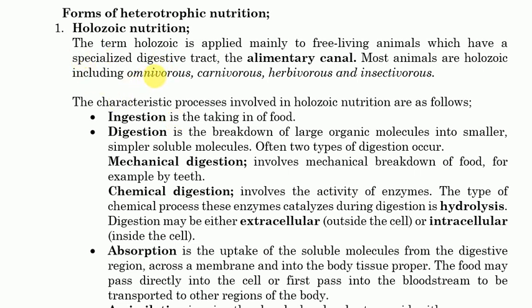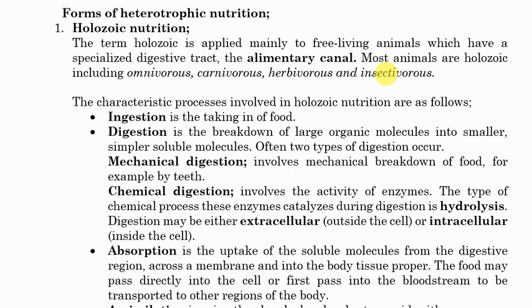Omnivorous wao huwa wanakula nyama pamoja na majani. Carnivorous they always wanakula nyama. Herbivorous wanakula majani peke yake. Na insectivorous wanakula insects. So we have a wide range of animals ambao ni holozoic.